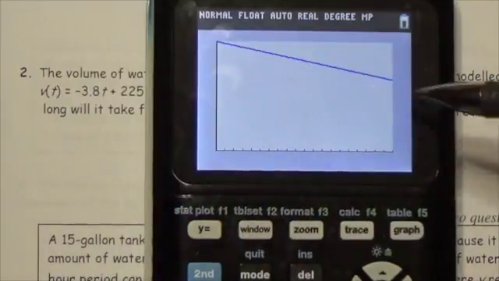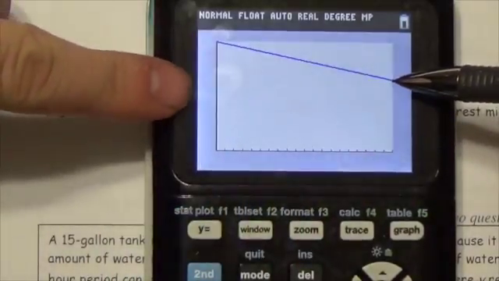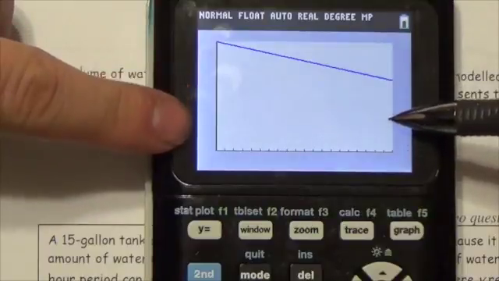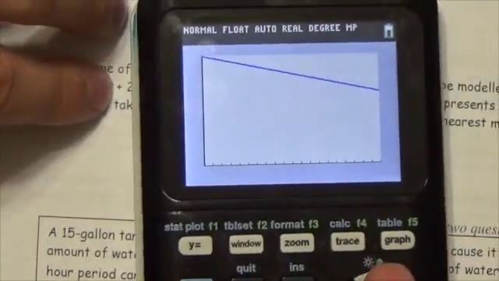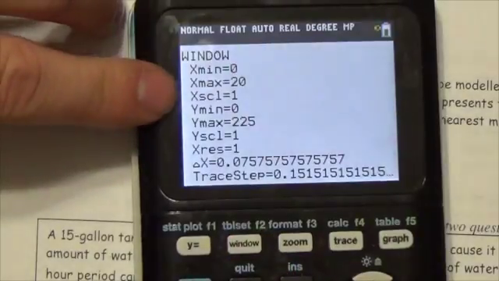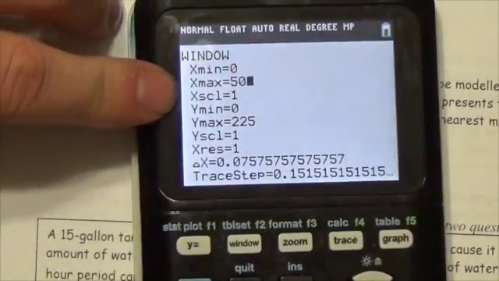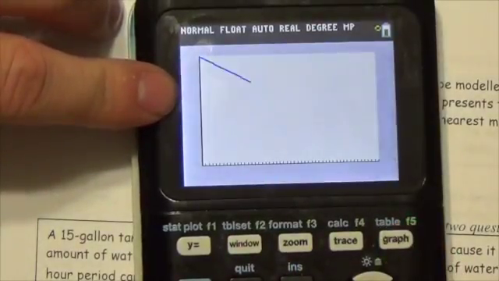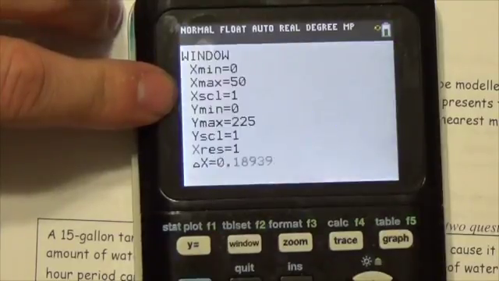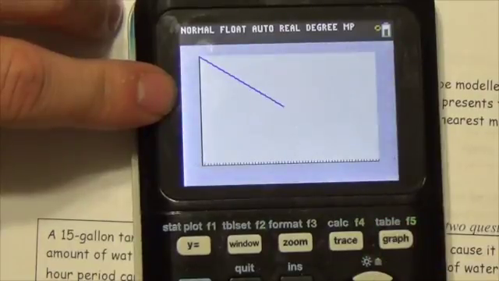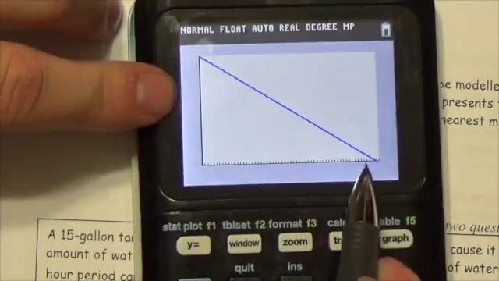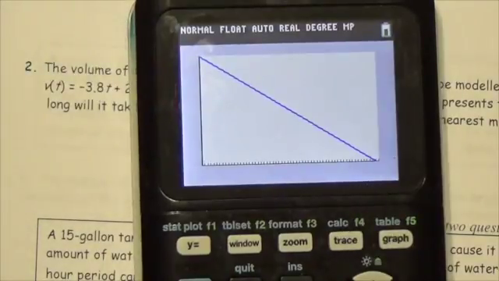Whoa. Now, I want to see where it's empty, meaning I want to see where this thing drops all the way down to the 0 line. Now, I'm not there yet, so I've got to change that window setting. We got to make that X max heck of a lot bigger. Let's say 50. Let's see what happens at 50. Well, that's looking good. Not good enough, though. So let's try 60. Maybe 60 is enough. Oh, there it is. I can see the point of intersection on the screen.